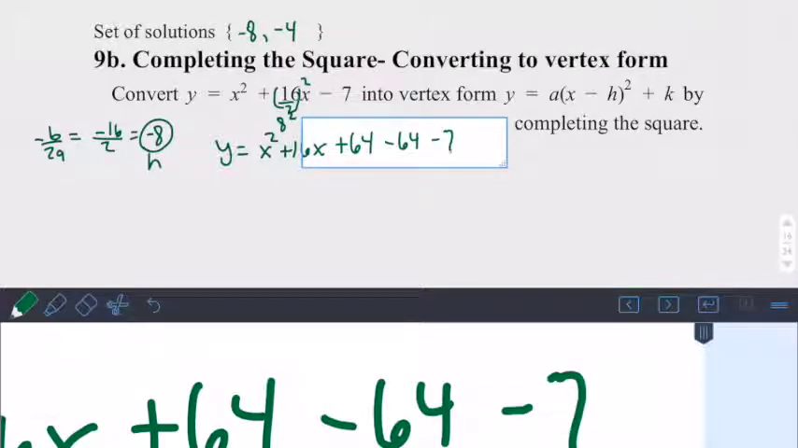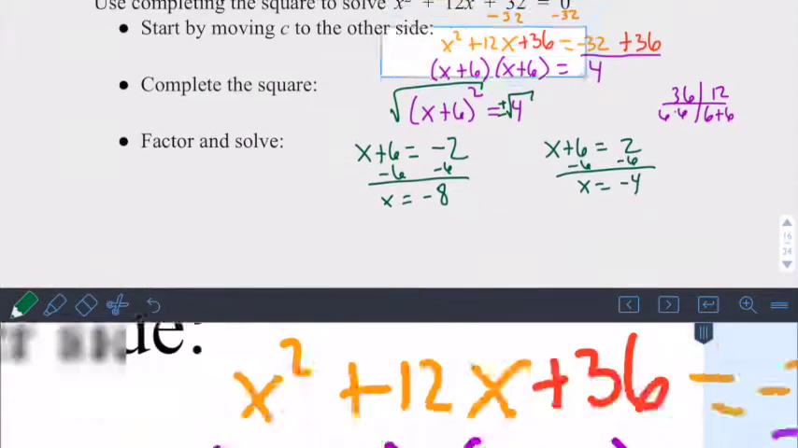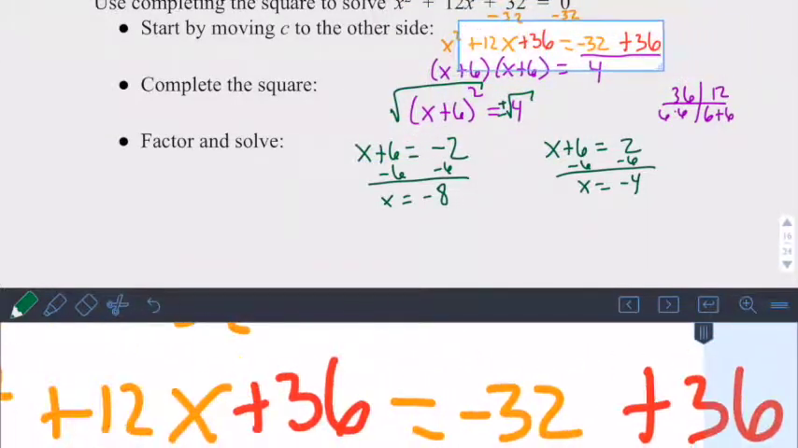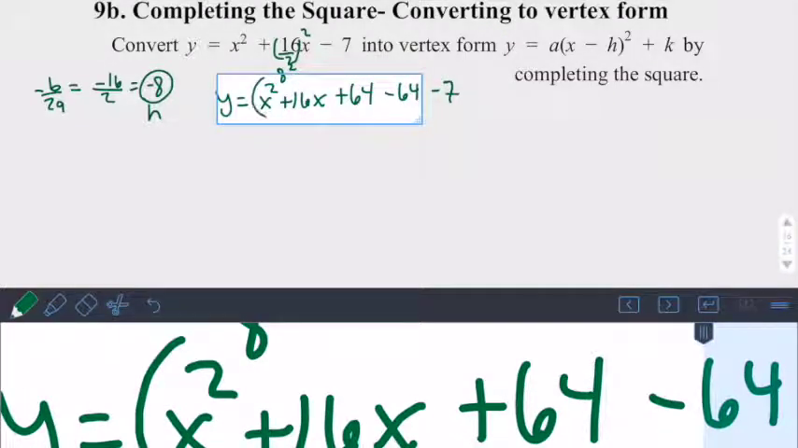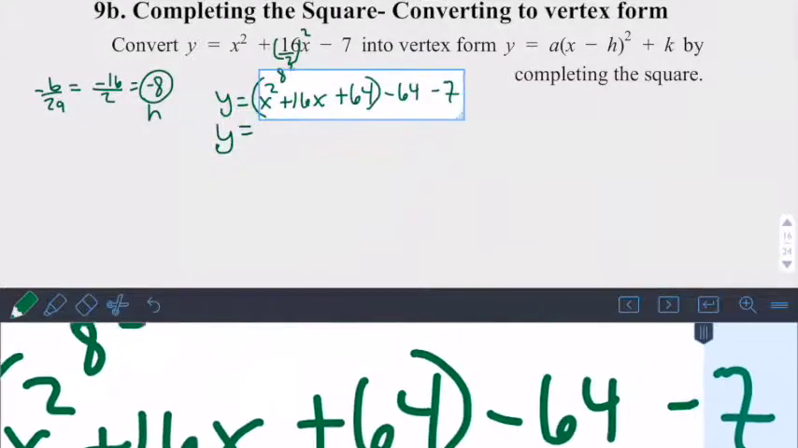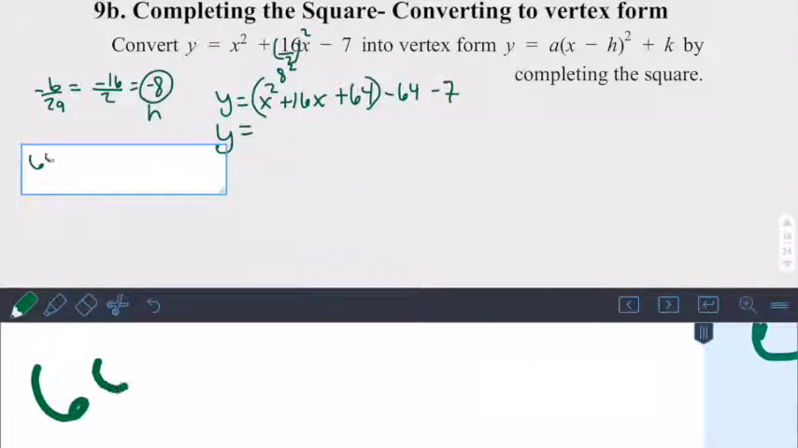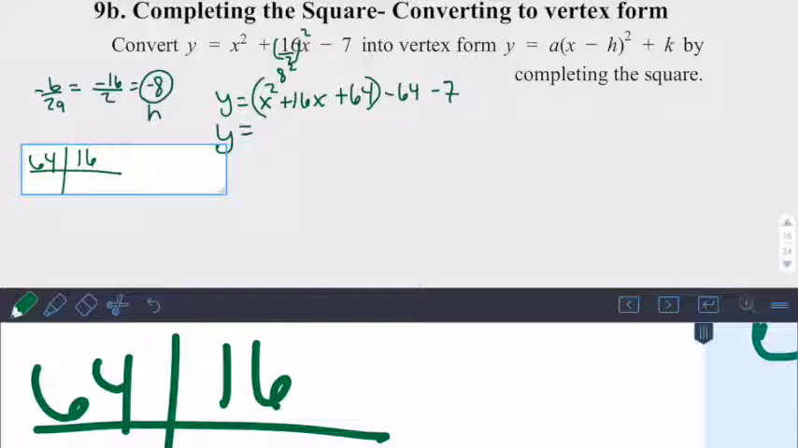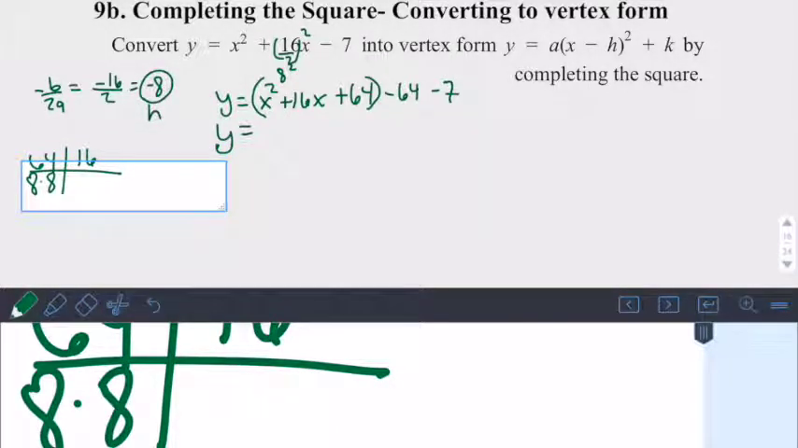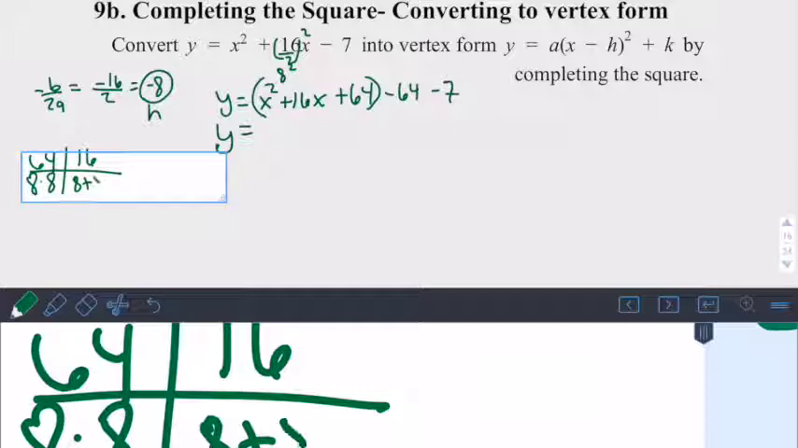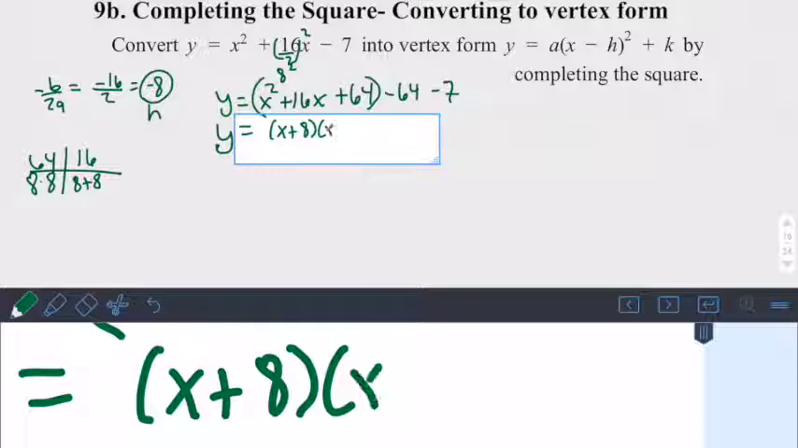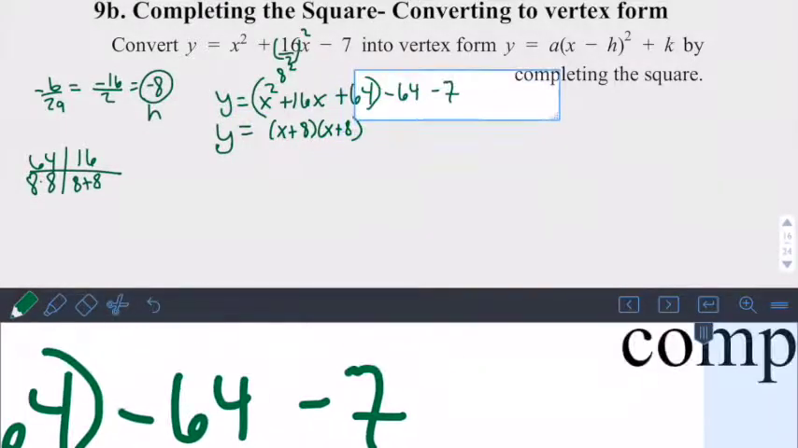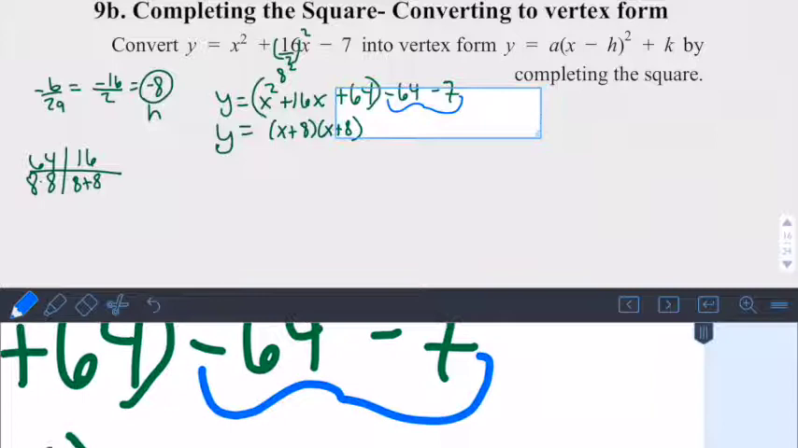And then minus 7. So like on this one, we added 36 to both sides. I could have subtracted 36 from the left side. That would have worked as well. So now I'm going to factor this little piece. So I want factors of 64 that add up to 16. Well, 8 and 8 will do it. 8 times 8 gives me 64. 8 plus 8 gives me 16. So I can say x plus 8, x plus 8, and negative 64 minus 7 is negative 71.